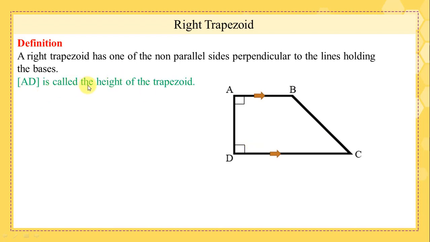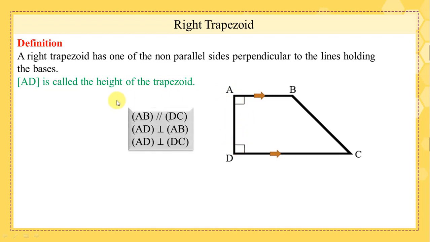AD is called the height of the trapezoid. This is the height. AB is parallel to DC. AD is perpendicular to AB. Also AD is perpendicular to DC.